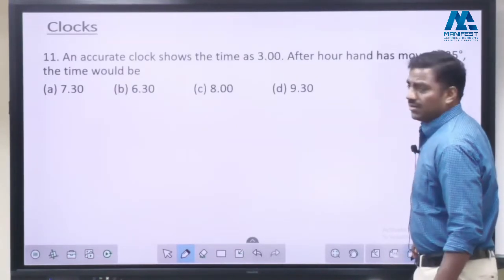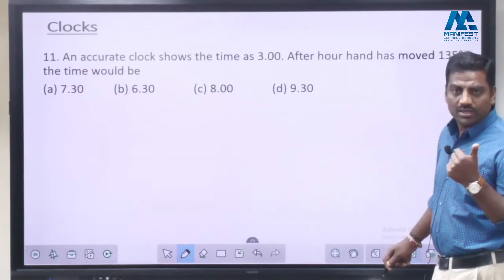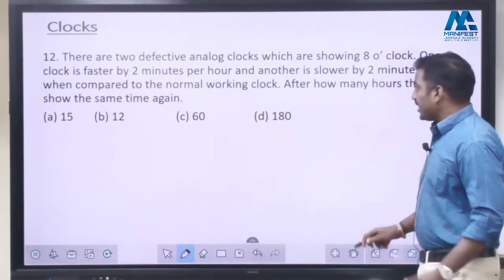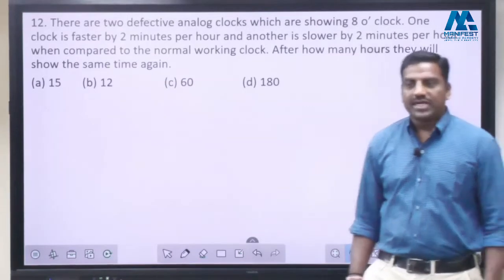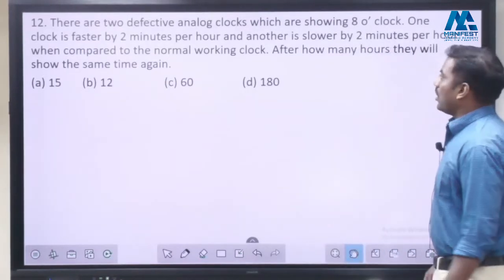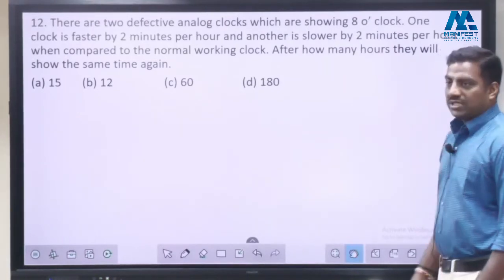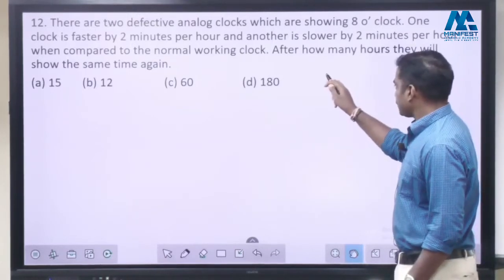This is repeated? 11th is repeated in your sheet also? No, right? There are 2 defective analog clocks. See, this is very important question. Don't write anything. Just listen. There are 2 defective analog clocks which are showing 8 o'clock. Both are showing 8 o'clock. 2 clocks.